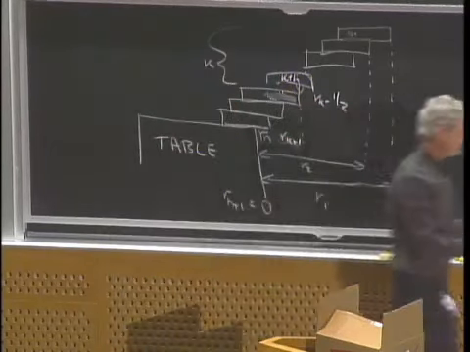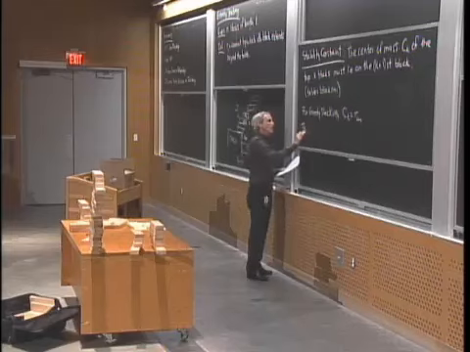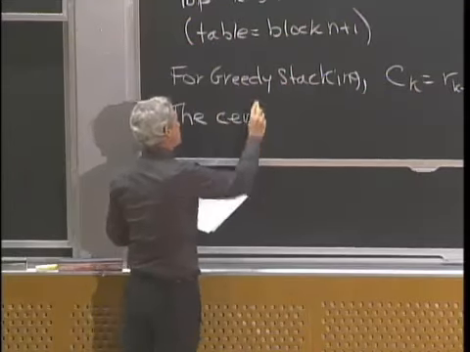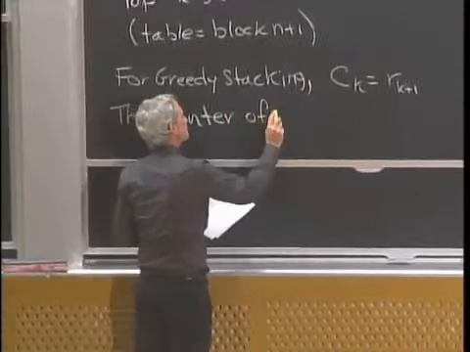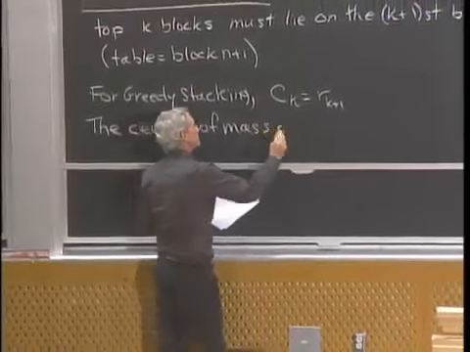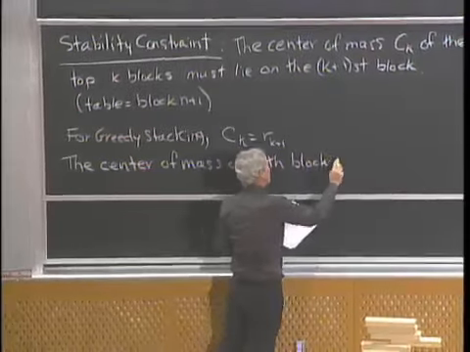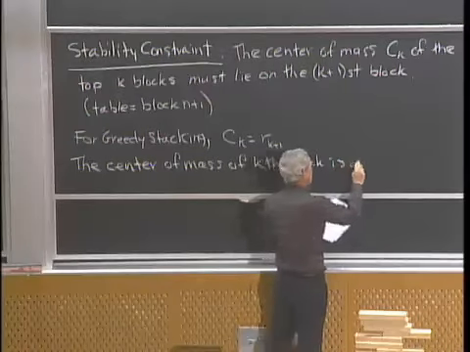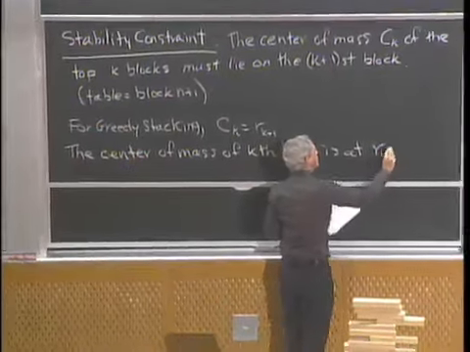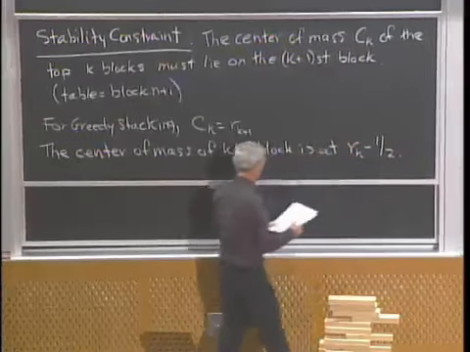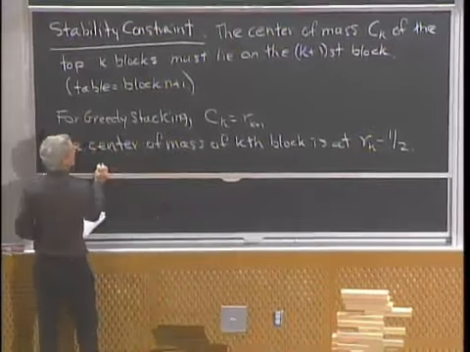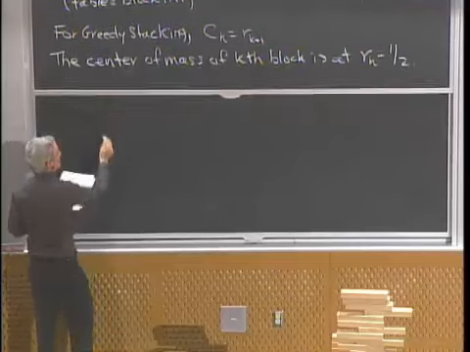All right, so we know that the center of mass of the kth block is at RK minus a half. All right, now we can compute another expression for CK.